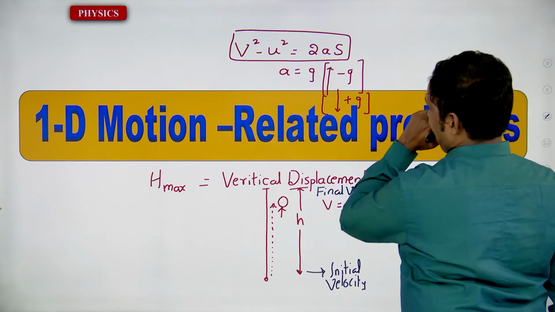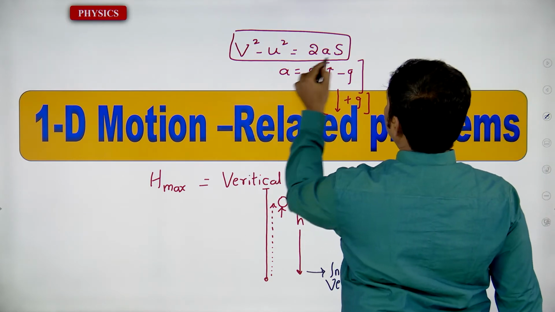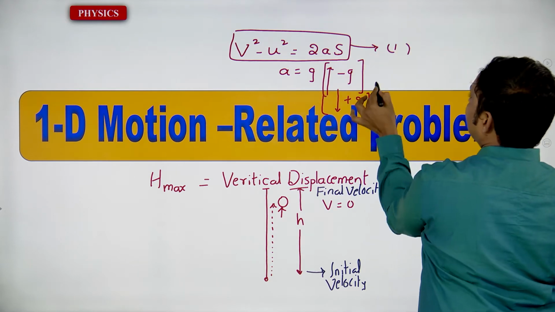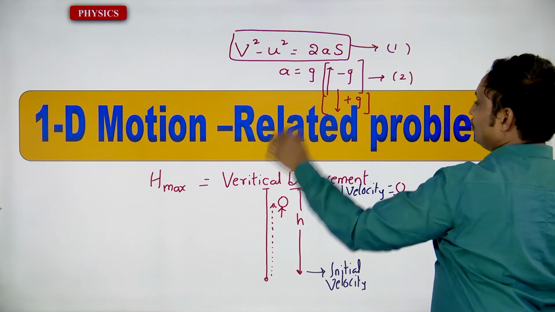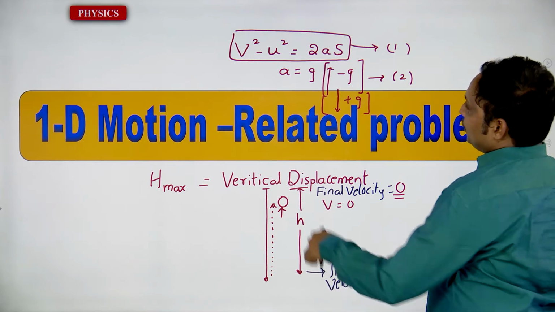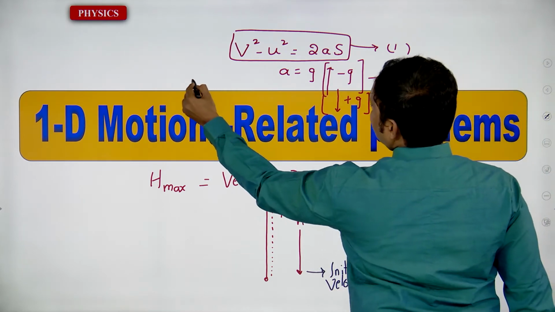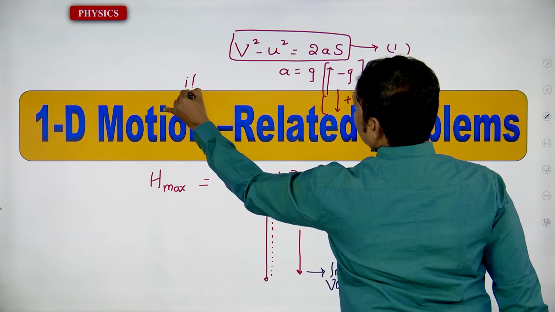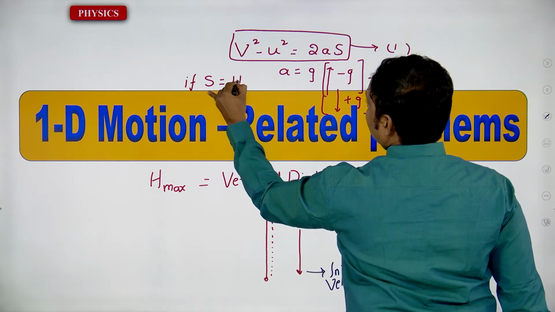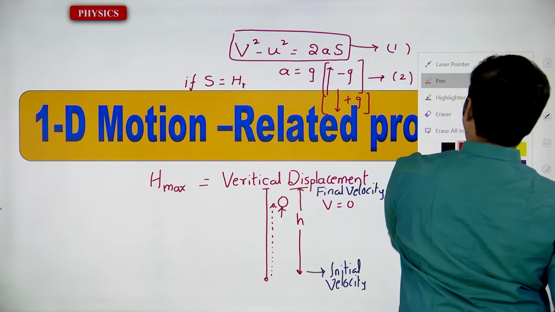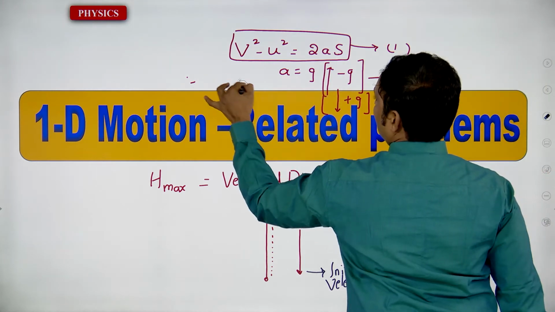Yes, okay, you can take that. So this is equation number 1. It's going to be equation 2, let's assume. You would like to represent this one if S is equal to H maximum. You have to confirm this one. It's very clear. You would like to go for this one.